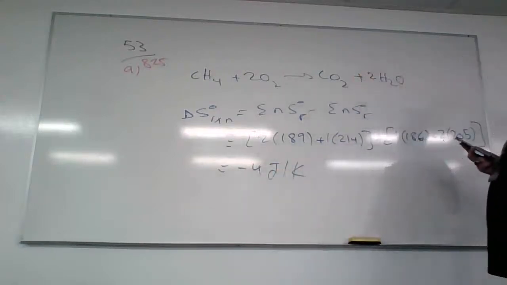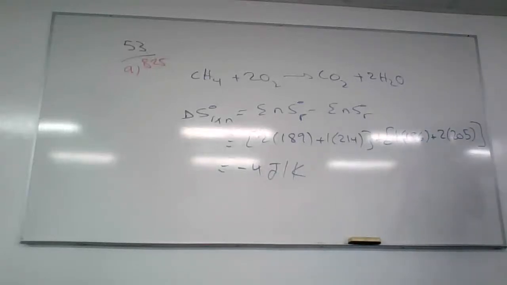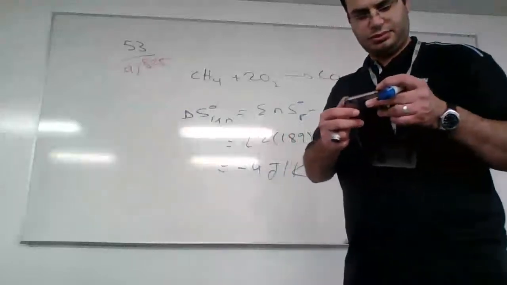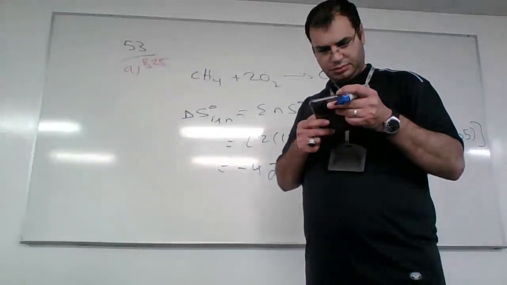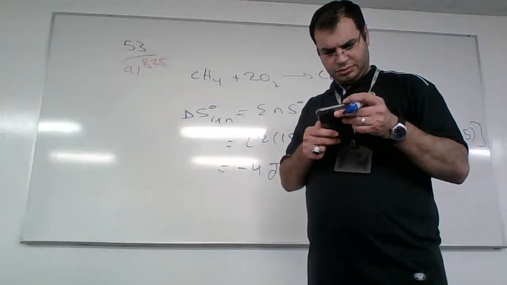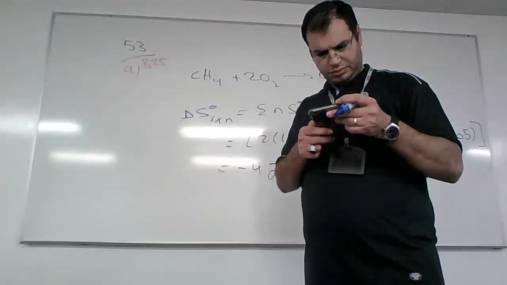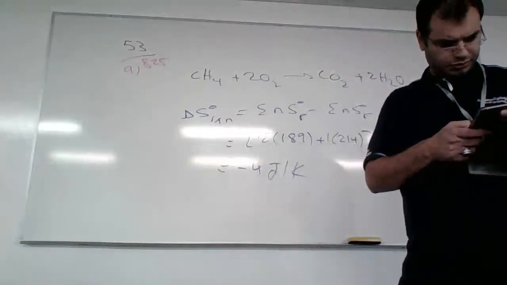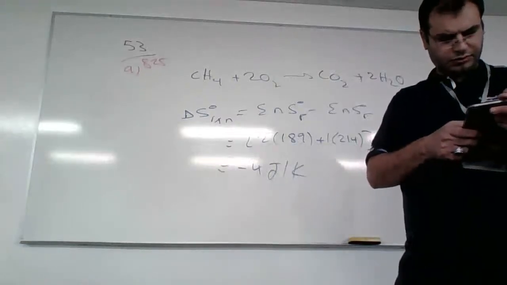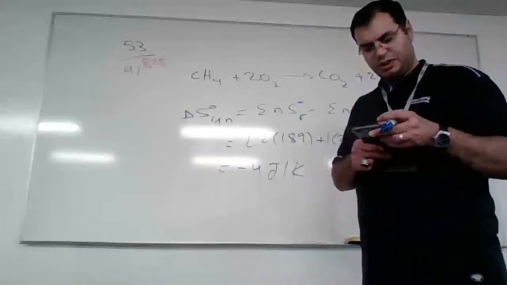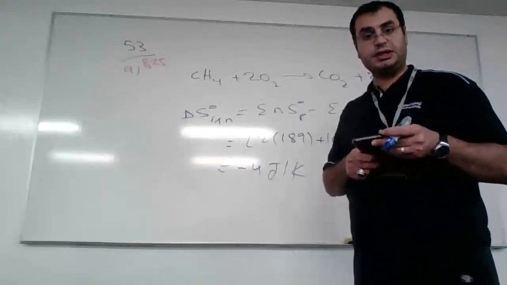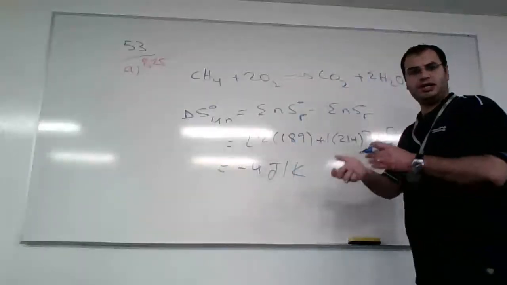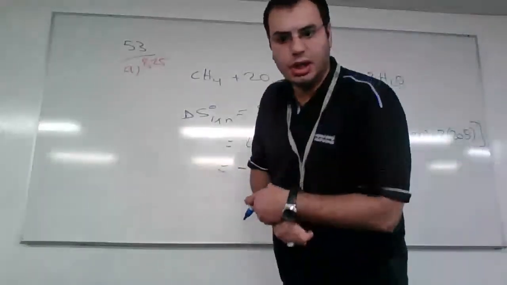So the entropy is decreasing. Let's see why the entropy is decreasing, guys. Do you have an answer why the entropy is decreasing? Do you know why? Why did we get negative? Why is the system getting more organized?